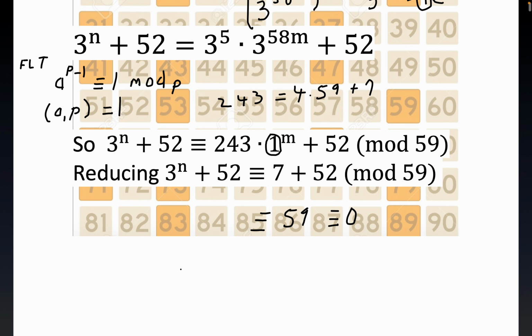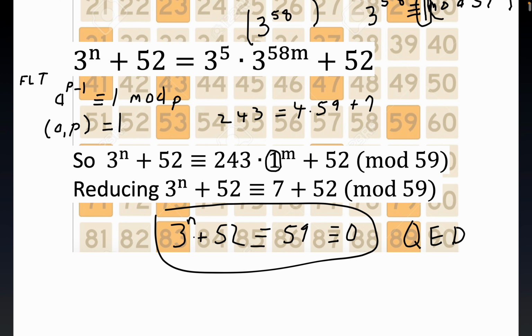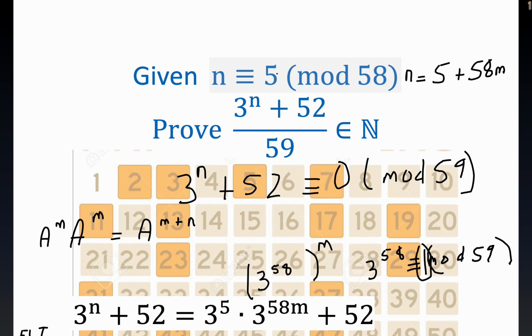Okay, so right here, let me go ahead and just recopy this part. 3 to the n plus 52 is congruent to 0, and of course it's mod 59, I'll leave that out. We can go ahead and circle that and say QED. Now, I want to just work a special case, one that I can actually do without using a calculator. Remember that this holds for any n that's congruent to 5 mod 58.